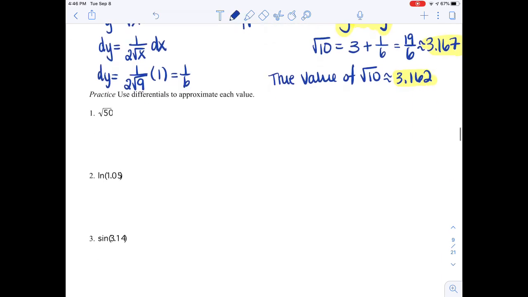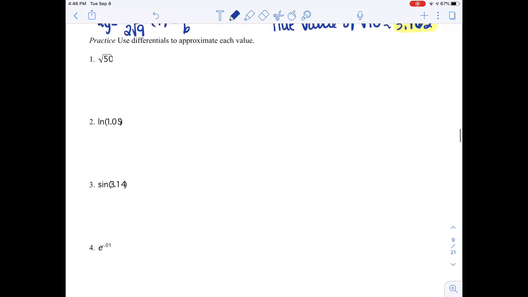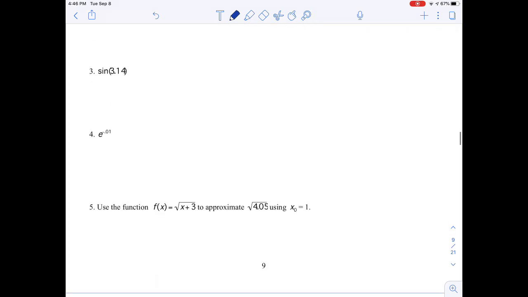All right, so let's try another one. Let's do number 4, just to do one with a slightly different value. So I have e to the negative 0.01. That's the value that I'm trying to approximate. Let's think about what kind of function this looks like. I would hope that it makes sense that this looks like e to the x. The closest value to negative 0.01 that I probably know the exact value for e to the x would be x equals 0. Okay, so I'm going to use that as my initial point.